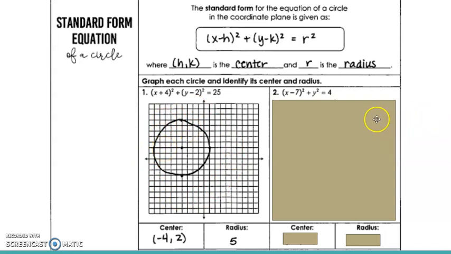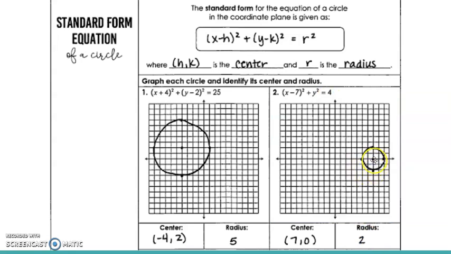Number 2 is the same way. We have a minus 7, and if we look at our y², we don't have any other number. If there's no other number written, then that implies a 0. So my center is (7, 0). Again, to find the radius, we take the square root of the right side. The square root of 4 is 2. To graph, we start at (7, 0), count up 2, down 2, left 2, and right 2, and connect those dots.